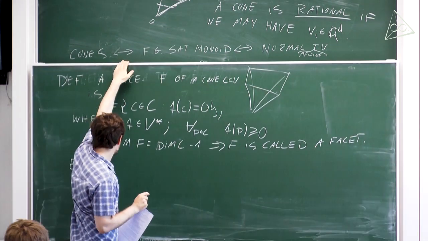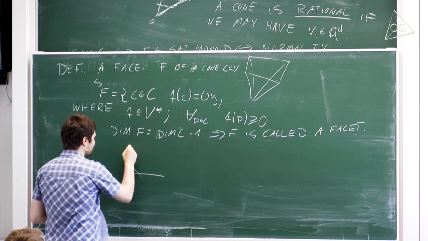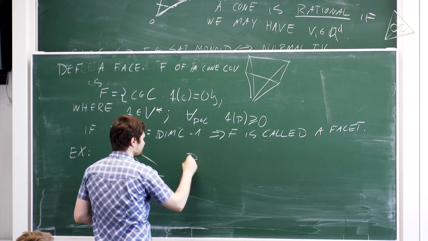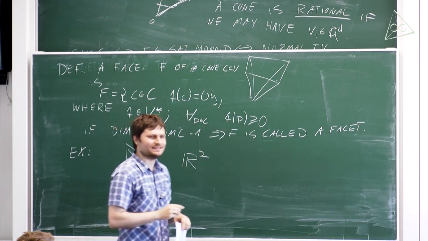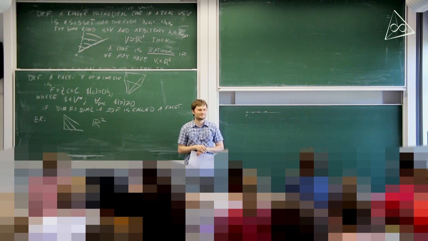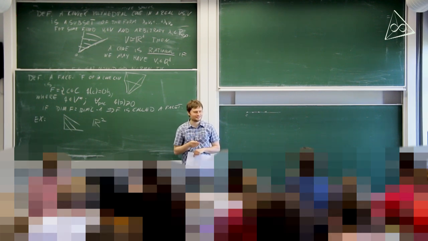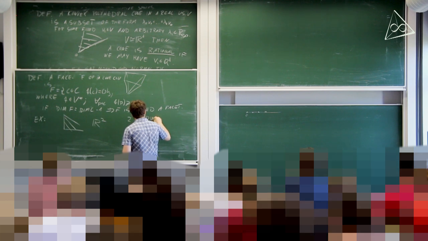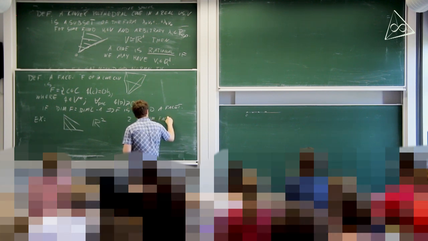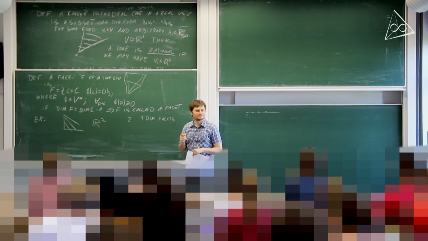Okay. Let's take a cone known as the positive quadrant in R2. How many faces does it have? Yes? What kind? Two one-dimensional facets. And then the extremal point?